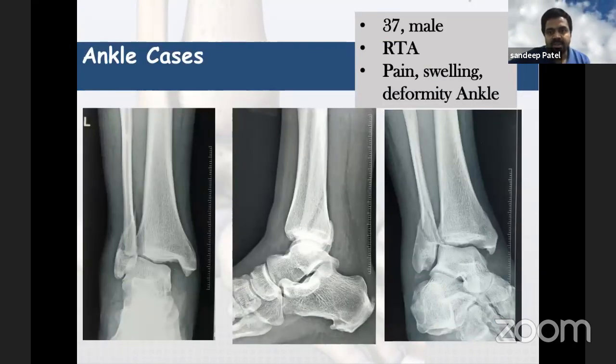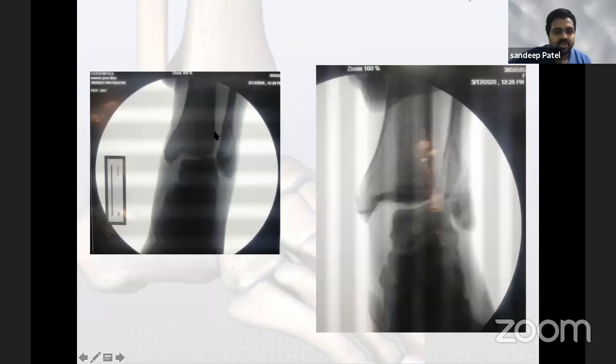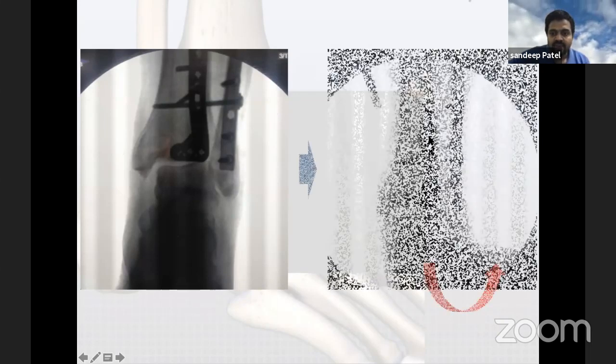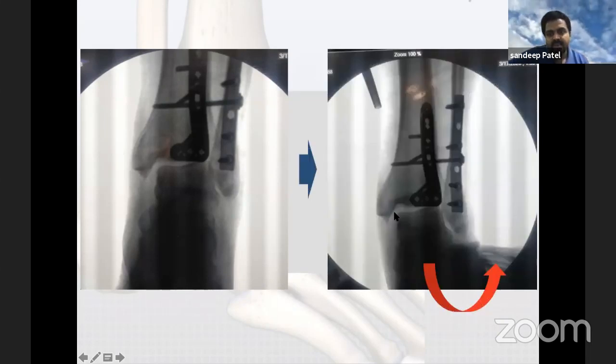This is another 37-year-old male, road traffic accident, pain, swelling, deformity, ankle widening is there. So this was the case. Intraoperative, before fixing everything, you can see how much displacement is there. Here we have fixed the syndesmotic screw, posterior malleolus. Even after that, there is opening. So this case required a deltoid ligament repair.